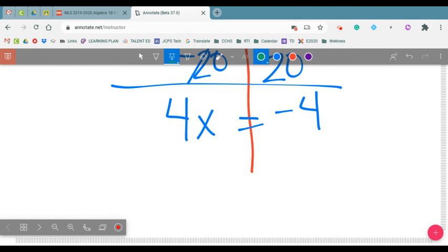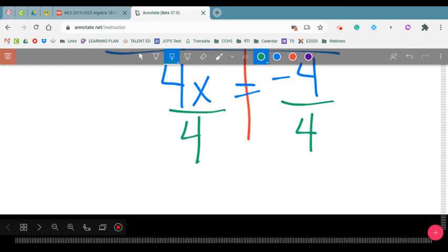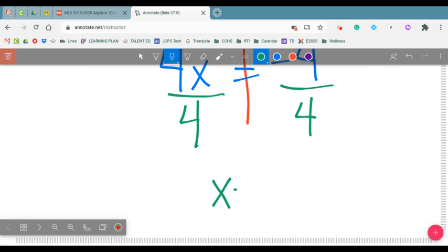And then my next step to get x by itself, I need to do the opposite of multiplication, which is division. So I'm going to divide both sides by a positive 4. I don't know why I put a negative 4 in front of that one. So negative 4 divided by a positive 4 is going to give me negative 1.